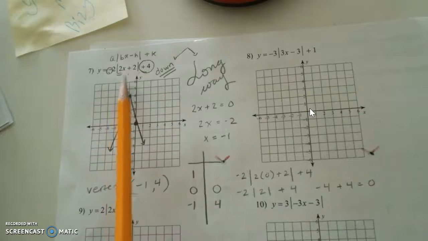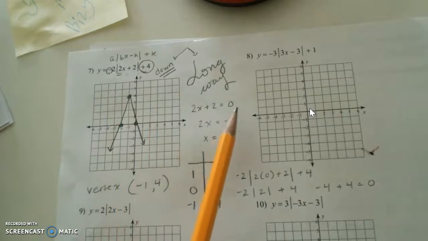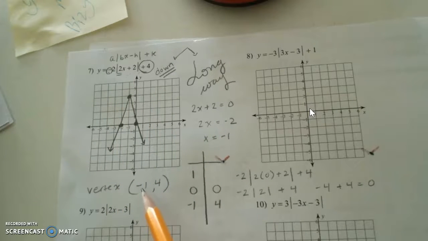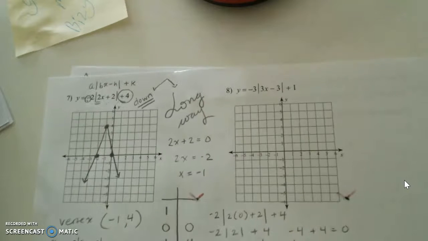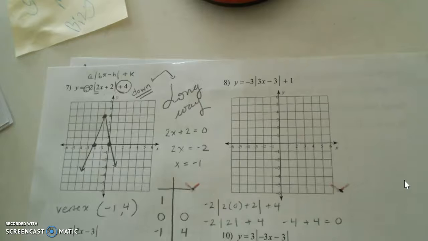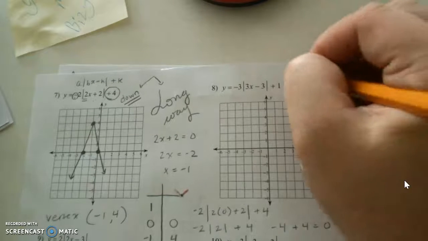So I set my absolute value sign equal to 0 to find the x value of my vertex. Then I plugged in a point to find out what slope my graph is going to have. Because now that we have the b in front, we can't just solve it normally. All right, I'm going to do one more with you. Look at number 8. All right, our first step is to find our vertex.